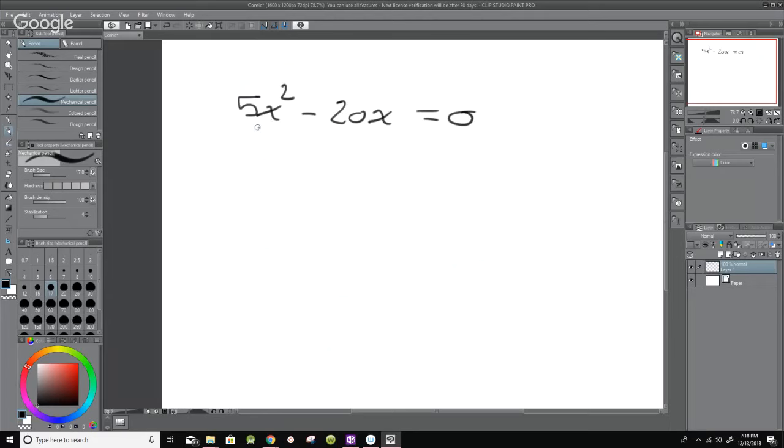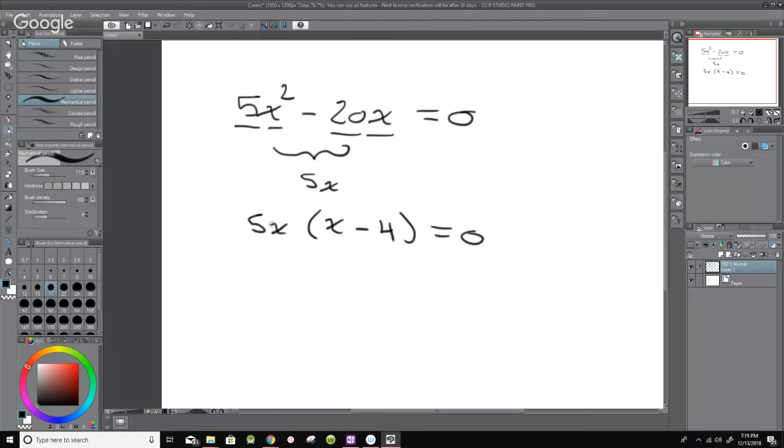If you look at this term and this constant, 20, they're both divisible by 5. And then they both have an x in them. So these two terms both share 5x. If I take 5x out of each of these, what does that leave me here? If I take 5x out of this, it leaves me with x. If I take 5x out of here, it leaves me with a negative 4. And then the right side stays 0.